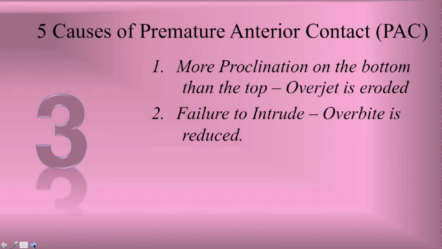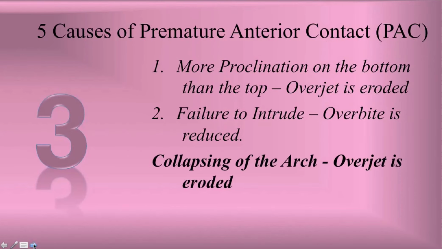Let me give you a third reason why you have premature anterior contact, and that is the collapsing of the arch. Now, collapsing of the arch is a way of saying lingualizing the arch. And the more you pull in that upper arch, the more your overjet will be eroded. On the first one, it was pushing the teeth far out that was causing the problem. In the third one, it's bringing the top teeth in that's causing the problem. Basically 2 variations of the same problem, reducing the arch, one from the bottom, one from the top.